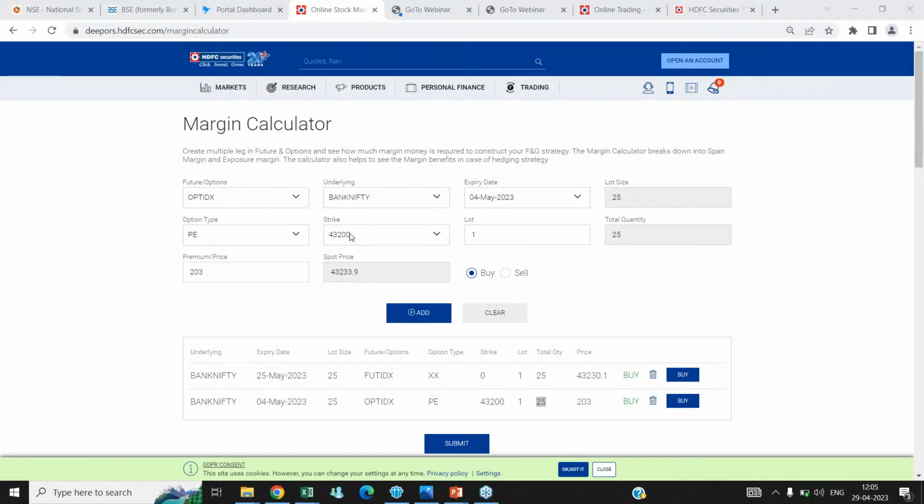Mr. Mahesh is asking, can collateral money be used for options buying? Collateral money can be used only where margin is involved. So for options buying, there is no margin involved, so you cannot use that collateral money. You can only use the collateral money to buy futures, sell futures, and sell options, where margin is involved in it.